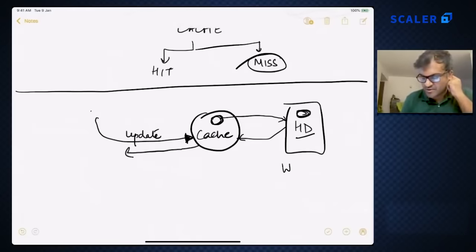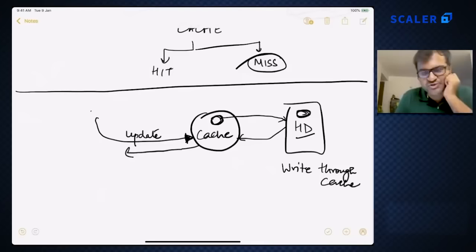This is called write-through cache, which means whenever new milk comes to the department store, it goes through me. It goes through my house. I do a verification and only then I let the milk pass. That is write-through cache.